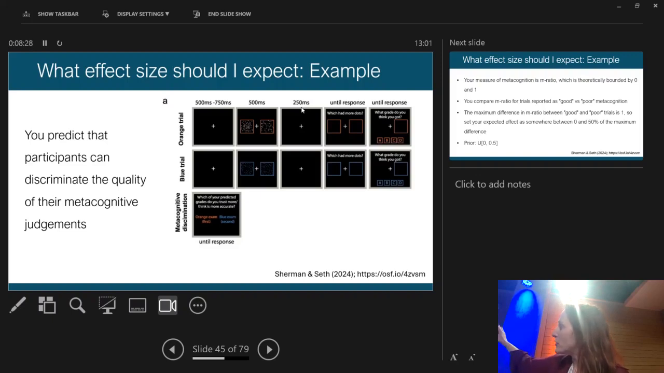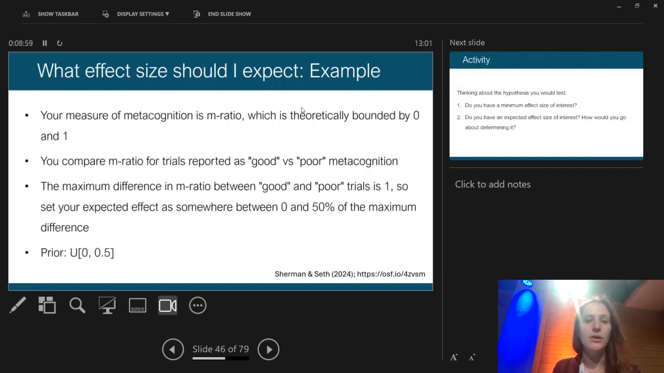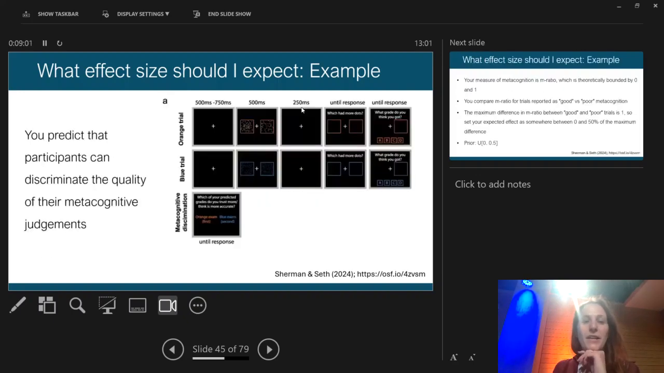And then participants complete 2 trials. And at the end, participants have to answer the question, in which trial, the first or the second, was your metacognition better? Were your confidence ratings more reliable? And so the prediction here is, if people know when their metacognition is good or poor, then metacognition will be better in the trials they reported as being the good ones. Okay, so what effect size should we power for in this study?